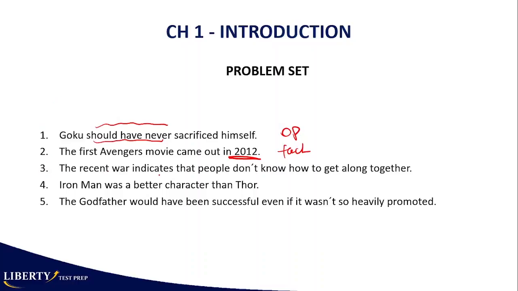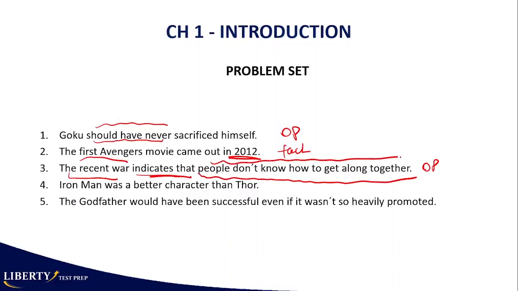Number 3, the recent war indicates that people don't know how to get along together. Is that a fact or an opinion? Of course, that's an opinion. Indicates that. You say that you have a war, right? That war is a fact, but then that's indicating something. So this one's an interpretation by the person. Whoever wrote this, the author, is interpreting from the war that people don't know how to get along together. That doesn't necessarily have to be true. So that's an opinion.